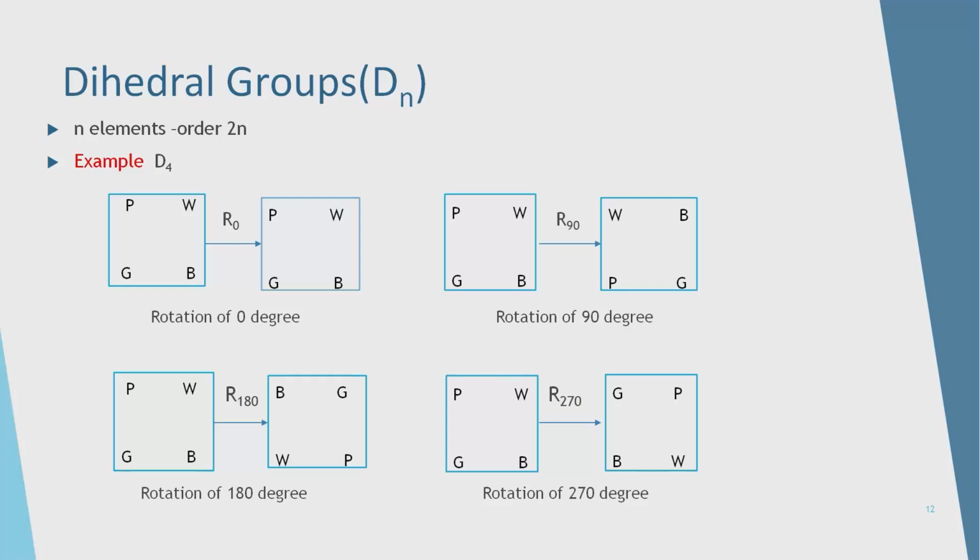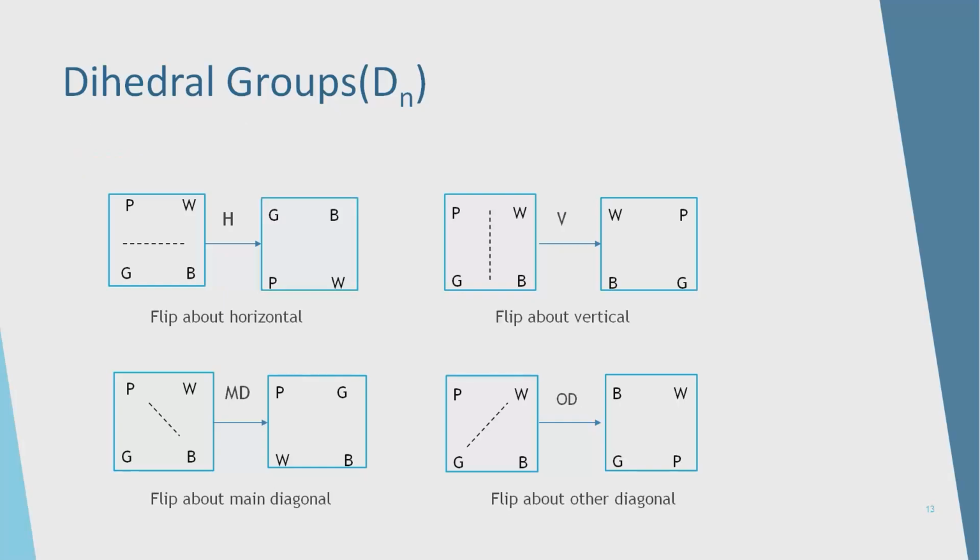The first one is the identity element, another one is a rotation of 90 degree, and the third one is a rotation of 180 degree. That means P moves 2 places. That is, P goes to the place of B, W goes to the place of G, G goes to the place of W, and B goes to the place of P. Then the next one is a rotation of 270 degree. 270 degree means it is 3 rotations, 90 plus 90 plus 90. Okay, the fourth one is a rotation of 270 degree. These are the 4 elements in D4, but D4 contains 8 elements.